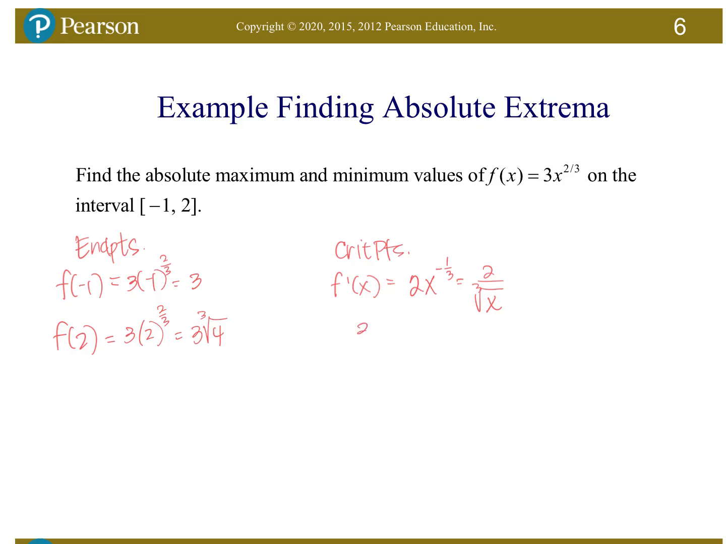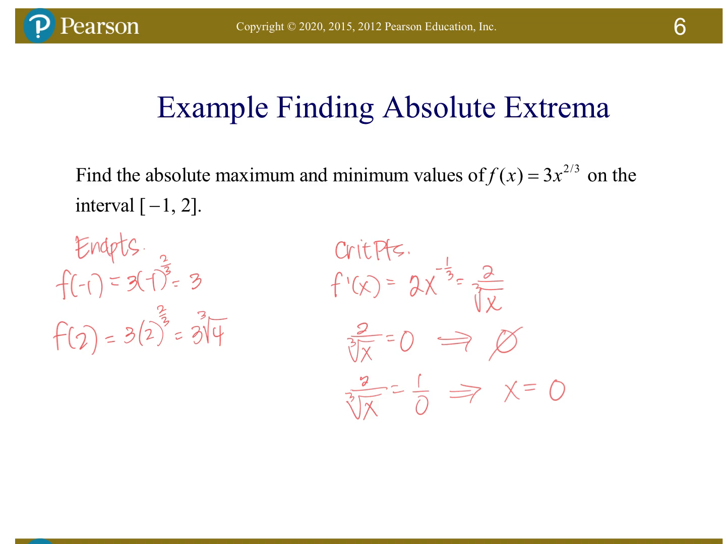So setting that equal to 0 gives me no additional answers. So 2 over the cube root of x implies that there are no other answers. And then setting that equal to 1 over 0 gives me the additional answer of x equals 0. So that's the additional candidate.